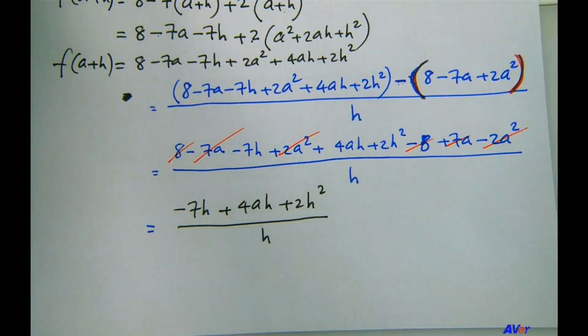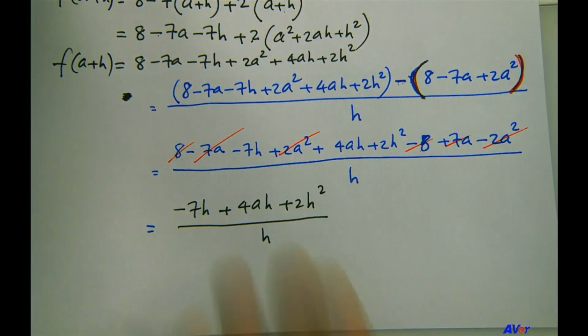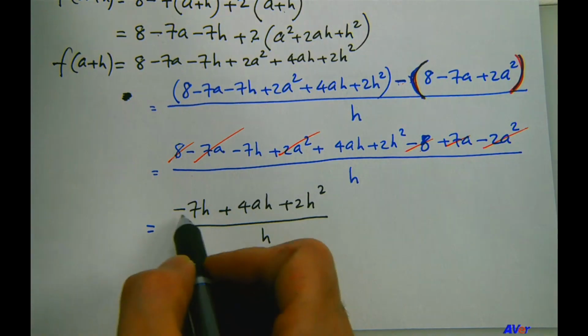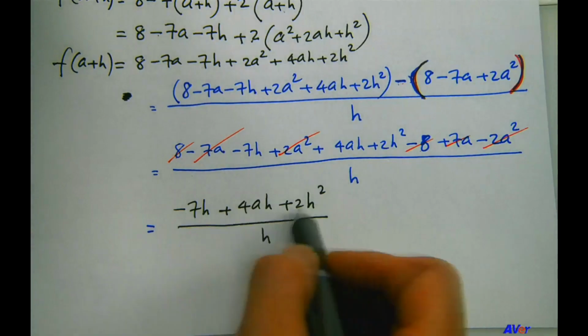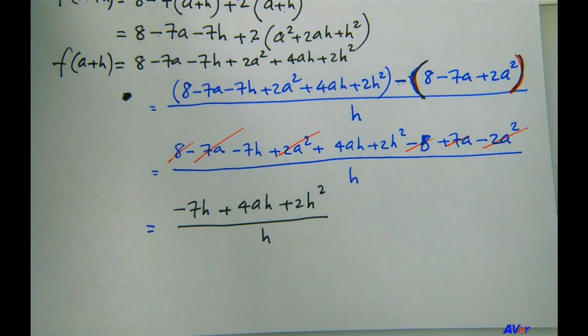Is there anything we can do to simplify this result? Absolutely, right? Look at the numerator. What can be factored from the numerator? Can we factor out 2? Well, not really, because negative 7 would not allow us to do that. Only 4 and 2 have a factor of 2, but not minus 7.